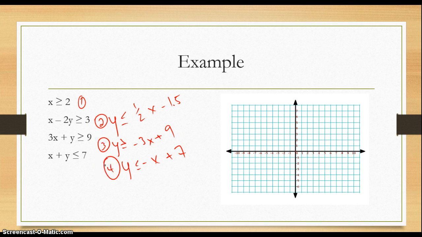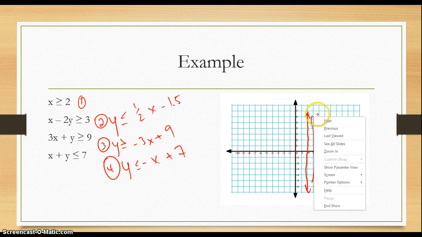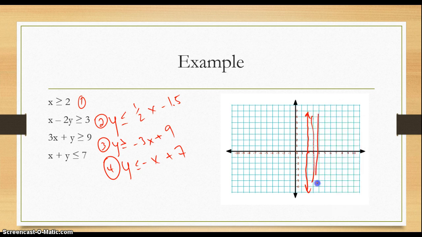So I'll briefly go over this again. x is greater than or equal to 2. We go to 2, it's a solid line. Okay, and x is greater than, so I'm filling in this line right here, just like this. Now y is less than or equal to 1/2 x minus 1.5, so I go to 1.5.